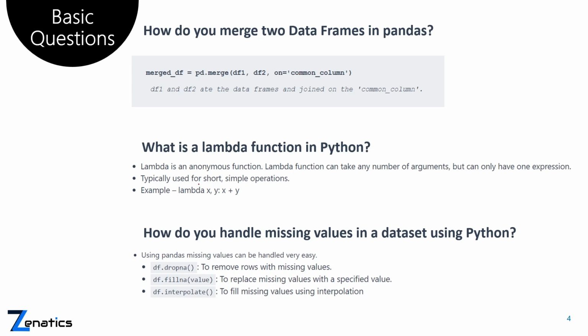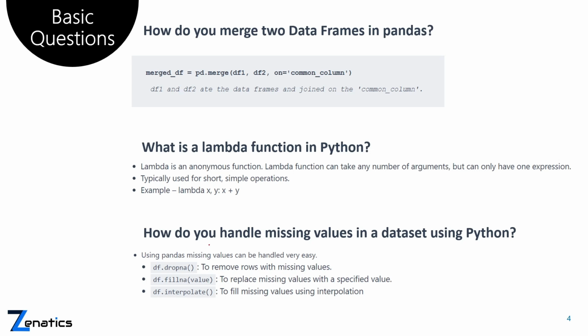The next question is, what is lambda function in Python? This is the most asked question in Python to check how good you are with functions. The questions are like, what is lambda function, or how is lambda different from a user defined function. Lambda is an anonymous function. It can take any number of arguments, but can have only a single expression. It's written in a single line. That's the difference between lambda and other user defined functions.